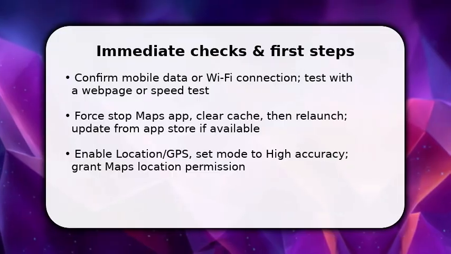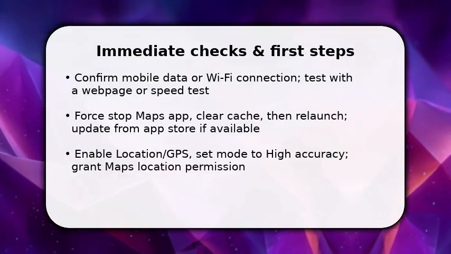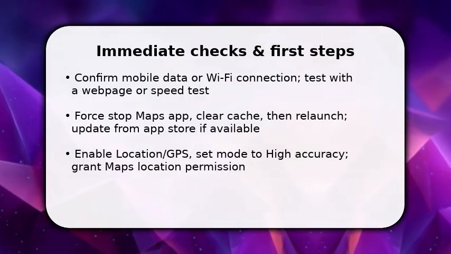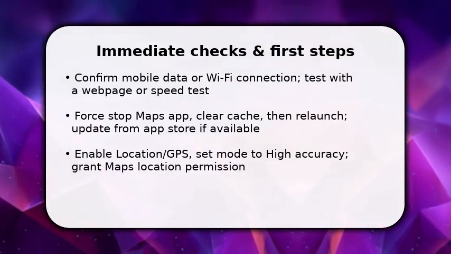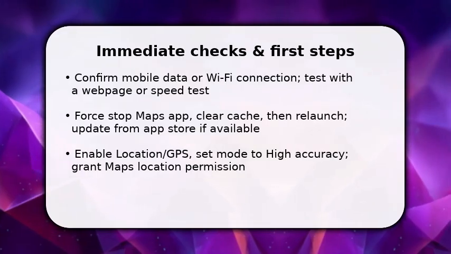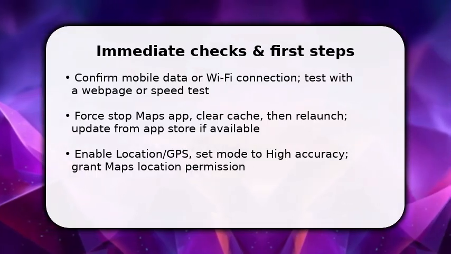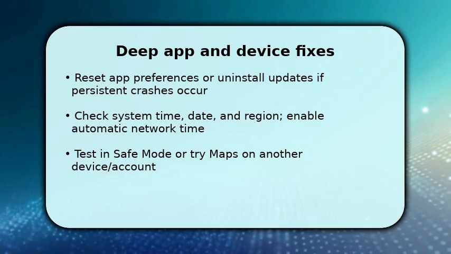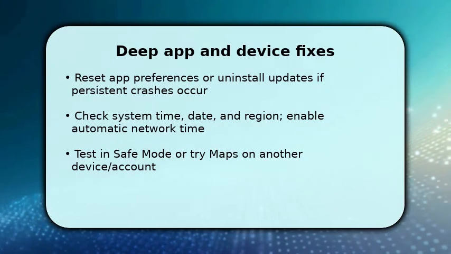Next, check for an app update in the store and install if present. Also enable device location services and set GPS to high accuracy, then verify Maps has permission to access location. These steps remove common startup issues quickly so you can proceed. Once the basics are done, move to deeper fixes.